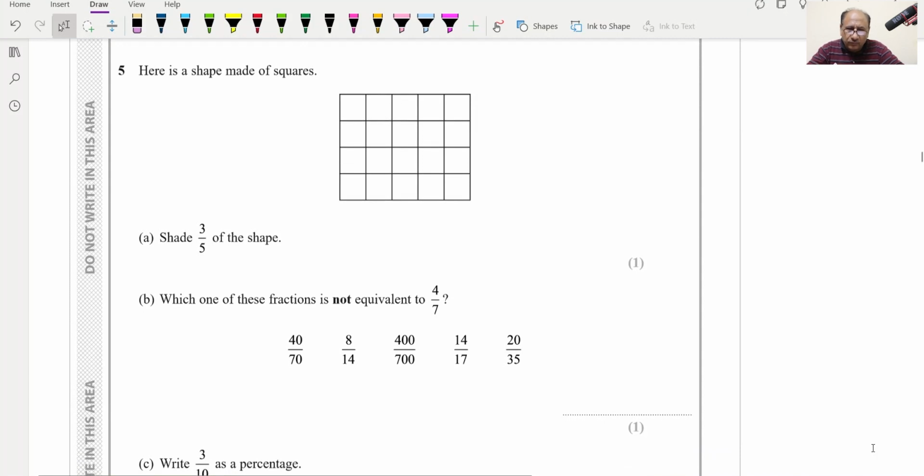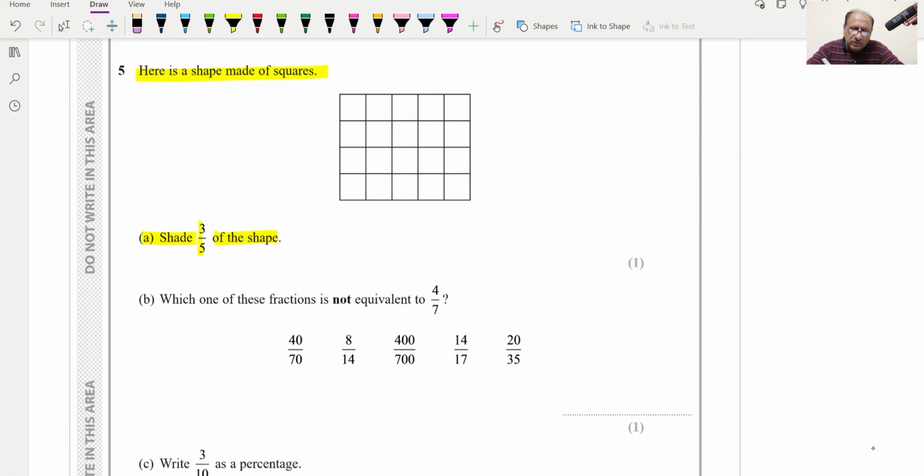Now question number 5. Question number 5 says, here is a shape made of squares. Shade 3 by 5 of the shape. So 3 by 5 means what? 1, 2, 3, 4, 5. These are 5 columns. 1 column, 2, 3, 4, and 5 columns. Out of 5, we have to shade 3. So 1, 2, 3 we will be shading, and rest we will be keeping blank.